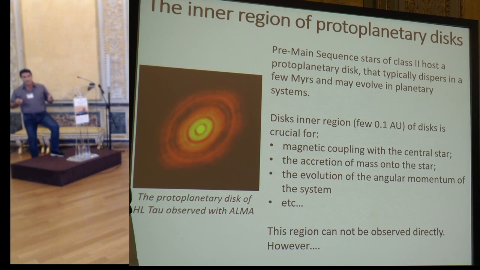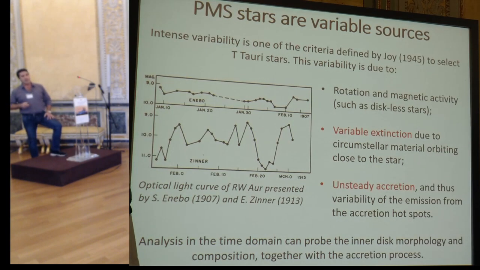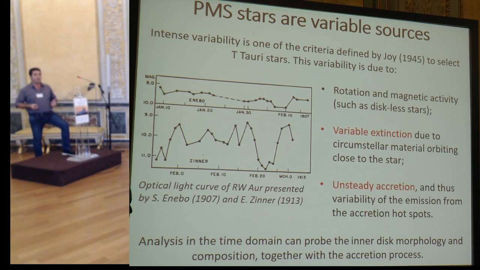So apparently it's very difficult to study this region of the disks, but we know that pre-main-sequence stars are variable sources. And actually the strong variability was one of the properties defined by Joy in 1945 to define this new class of stars called T Tauri stars. For instance, in these very recent light curves with a wonderful time resolution, you can see how this pre-main-sequence star is varying during the time.